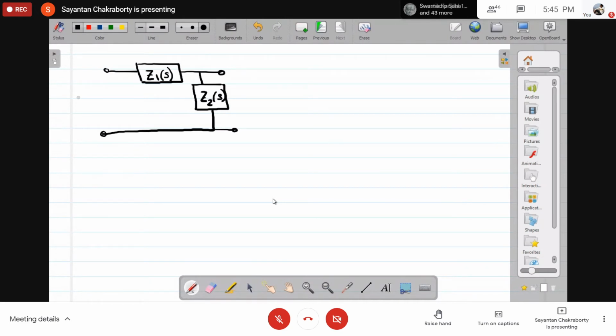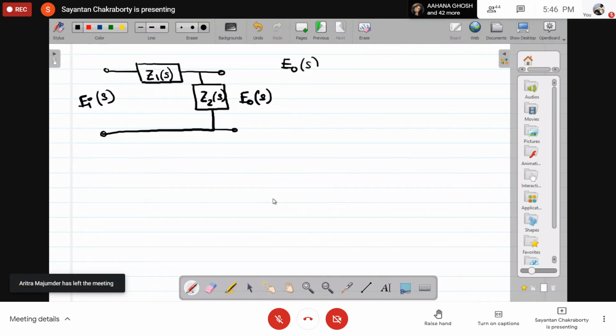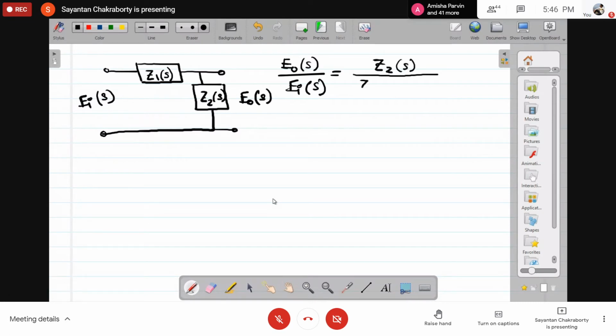Right? This is your EIS. This is yours, E0S. Then you can easily write what will be this ratio? Z2S by Z1S plus Z2S, right? Isn't it? So we can readily obtain the corresponding transfer function just by following this method.